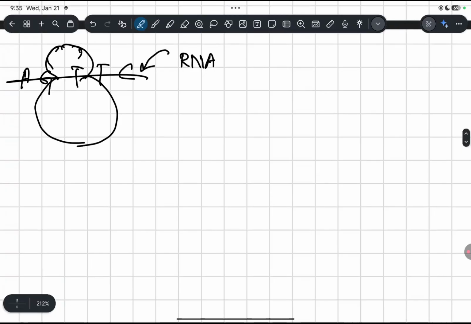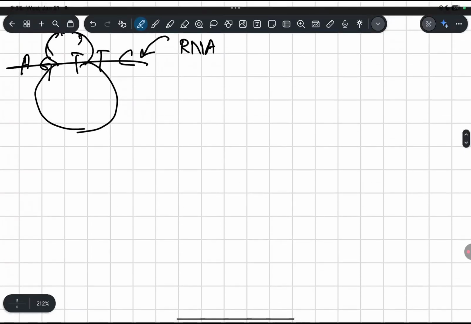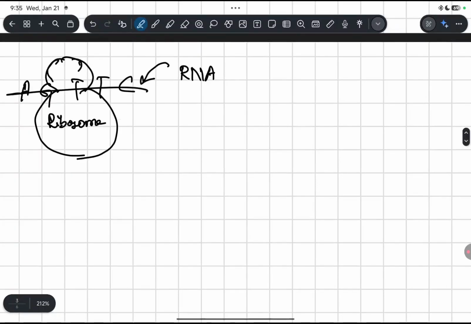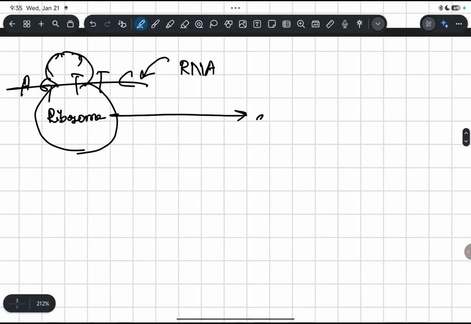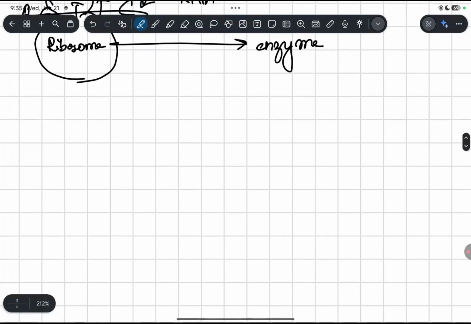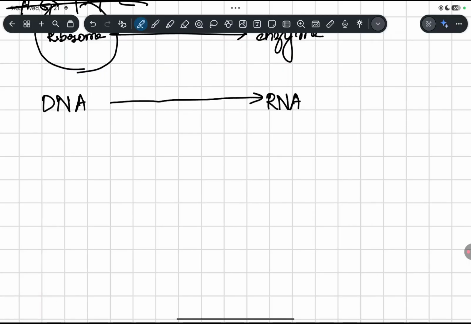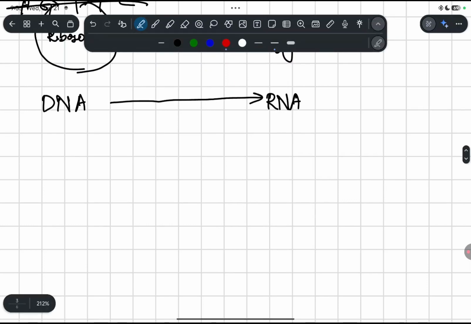So what a ribosome does is, it will take the one stranded RNA from here. The ribosome will read that formula, and it will make a particular enzyme. So DNA is making RNA, right? This process is known as transcription.